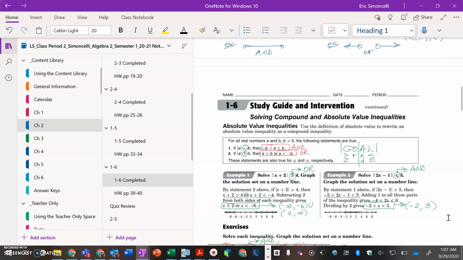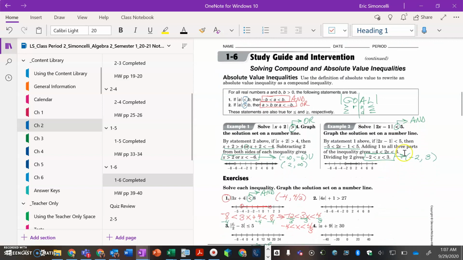Moving on. So this is a nice combination of things. We're going to combine absolute value with inequalities, hence absolute value inequalities. Use the definition of absolute value to rewrite an absolute value inequality as a compound inequality. If you see a less than inequality, that's going to be indicative of an AND statement: negative b less than a less than b. If you see a greater than inequality with an absolute value, it'll look something like this. This is an OR statement. So a is greater than b, or a is less than negative b.